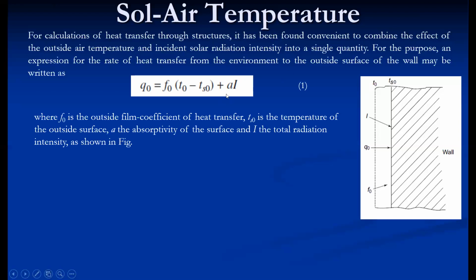So we can see where fO is the outside film coefficient of heat transfer, TSO is the temperature of the outside surface, a is the absorptivity of the surface, and I is the total radiation intensity as shown in the figure.